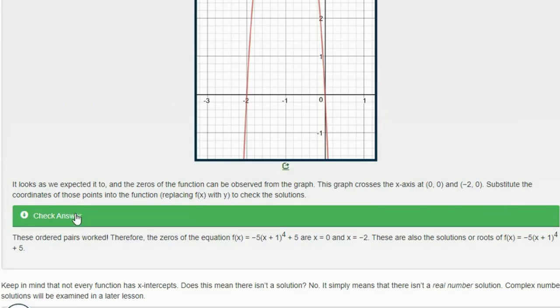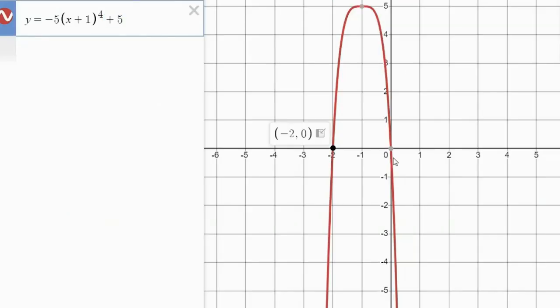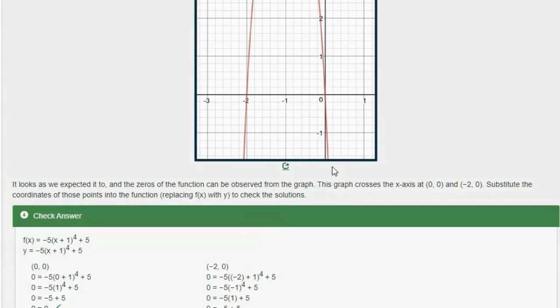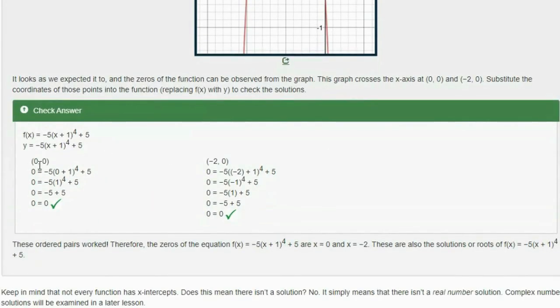And it looks as we expect it to, and the zeros of the function can be observed from the graph. Look, the graph crosses right here, negative 2 and 0. So those are solutions to that equation, negative 2 and 0. And they check that right here. They take 0 and substitute it in, and it's true, 0 equals 0.